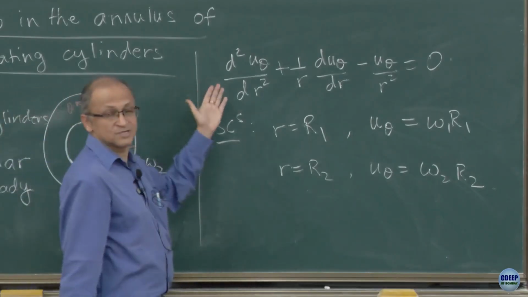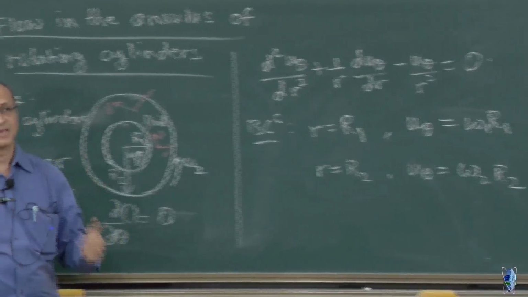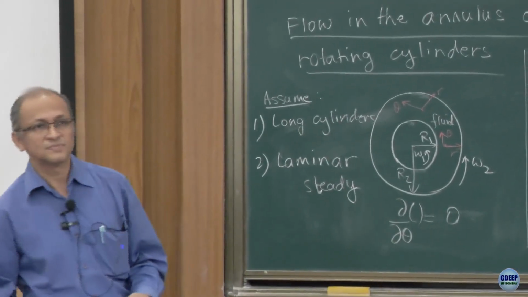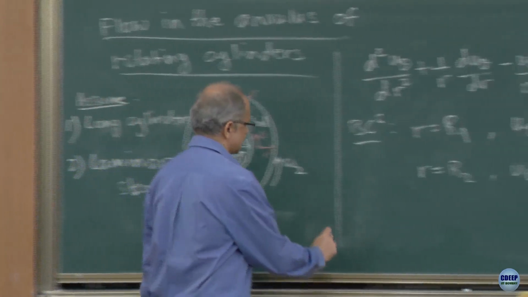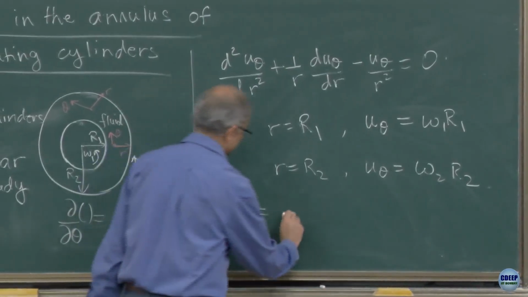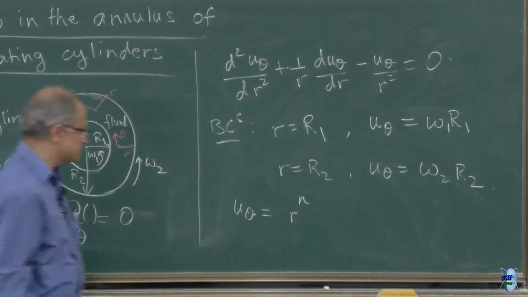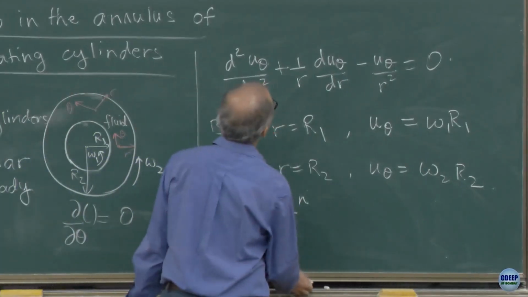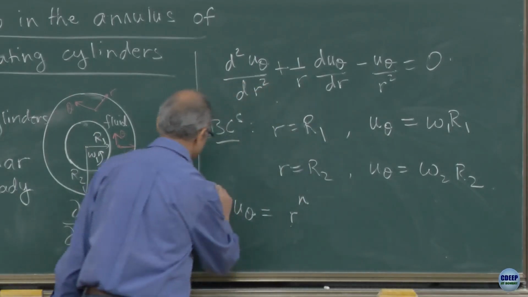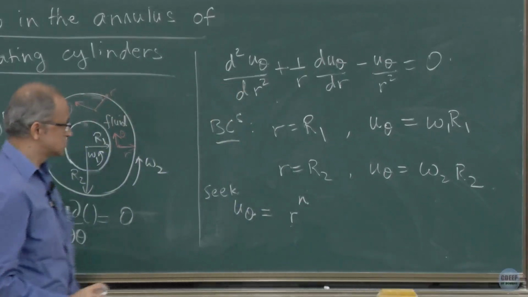Now, how do I solve this equation? This is a very simple equation again. You remember how we solve it? So what is the solution? r to the power of n. So assume that this has a solution of r to the power of n. Now what is the value of n? You substitute that into the equation. So seek a solution of the form u_θ equal to r to the power of n.